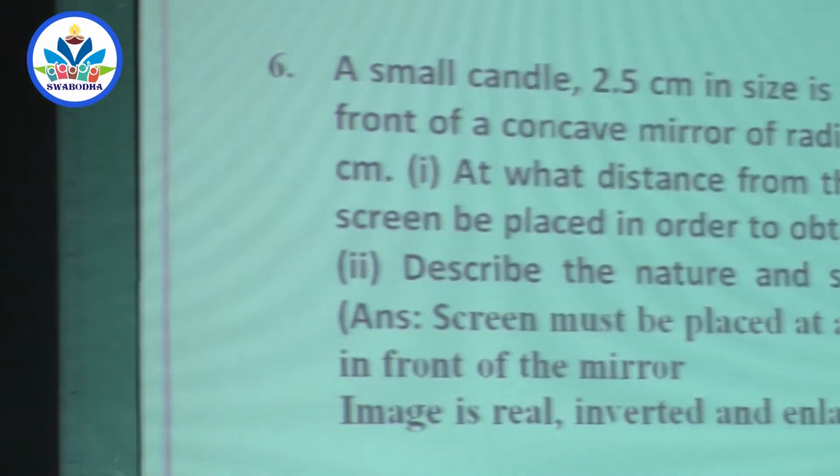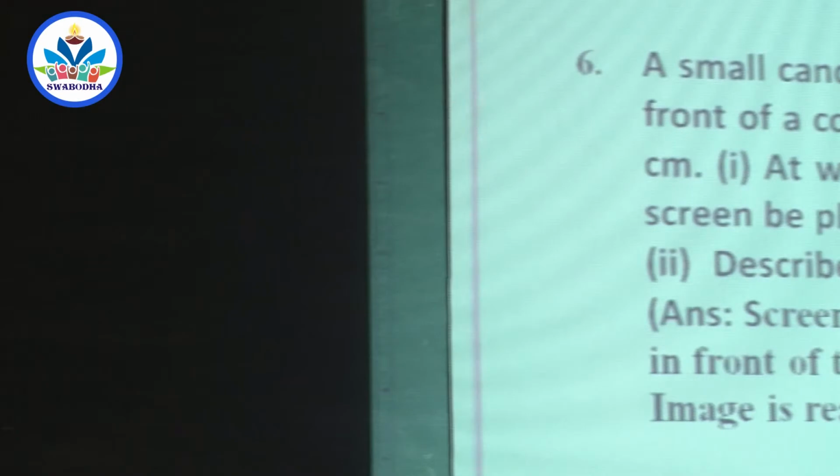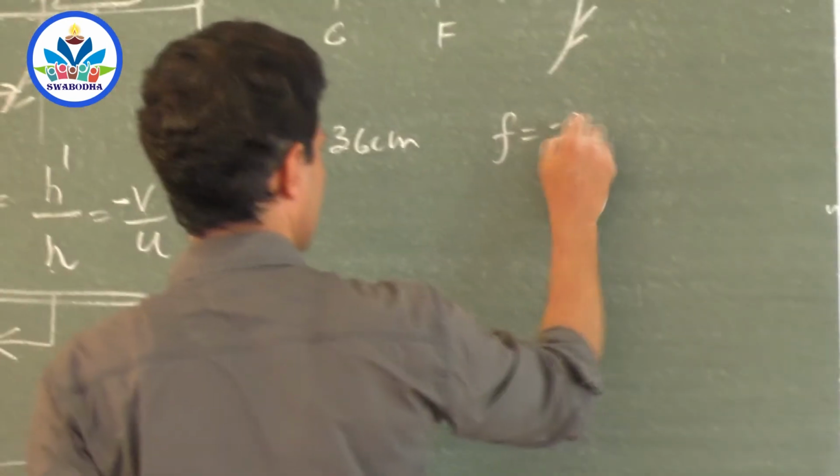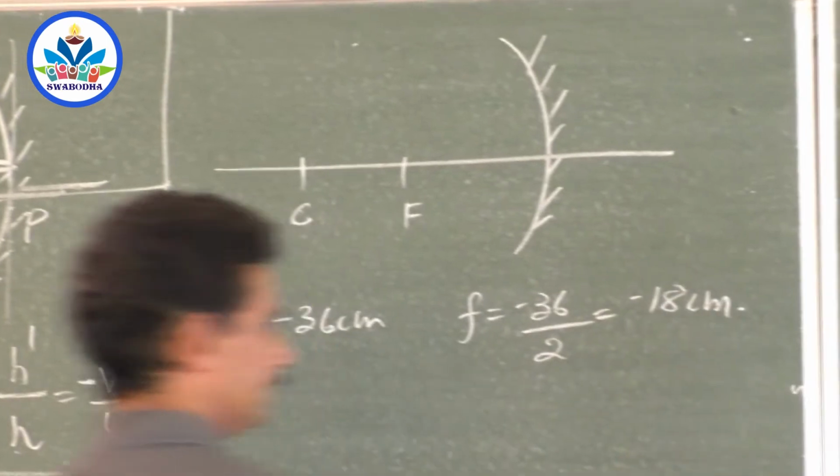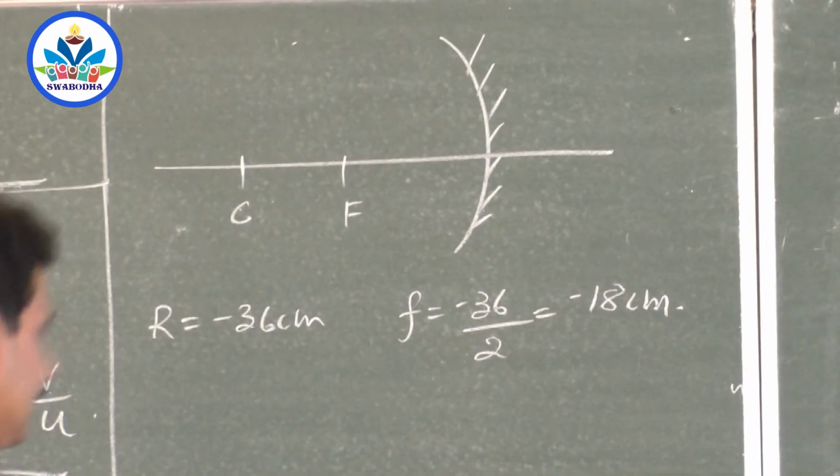Now, do you have any clues here? Yes, radius is minus 36 because the center is on this side. So focal length is minus 36 by 2, which is minus 18 centimeters. That is one data.